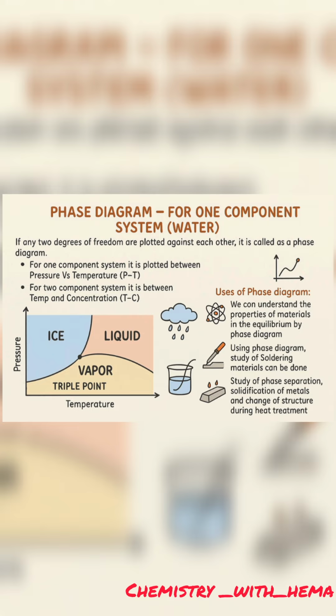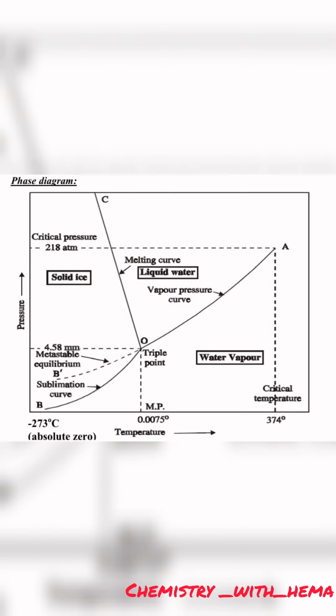Using this phase diagram, we can identify the phases at a given temperature and pressure. We can easily locate the melting, boiling and sublimation points, and we can apply it in a variety of areas. Let's look at the one component phase diagram of water.